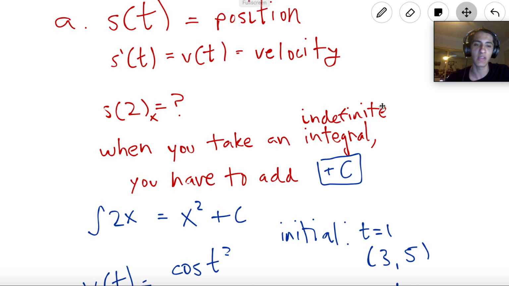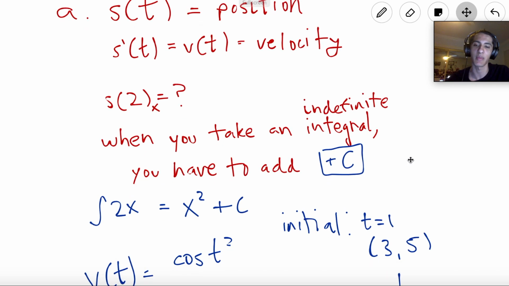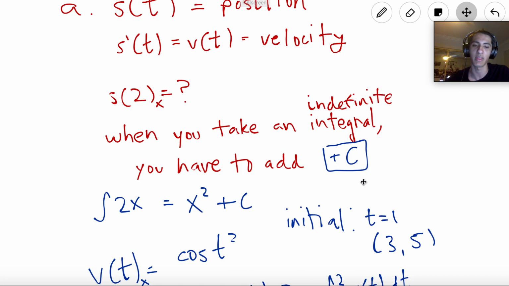Again, one thing that you need to remember about integrals is that when s of t has a constant in it, when you take the derivative, the constant gets removed. That's why when we take an integral, you have to add the plus c back in order to make up for it. So I just put an example here of that.